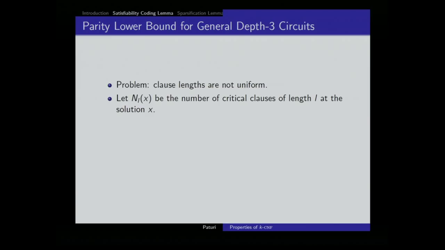So if you take general depth 3 circuits, clause lengths are varied. Some may have large clause lengths, some may be very short, and you want to argue over all these things. So let me quickly generalize. We do know that for every solution there are critical clauses for every variable. So let's group the critical clauses by their length. Let's use this quantity n sub L of x to be the number of critical clauses of length L.